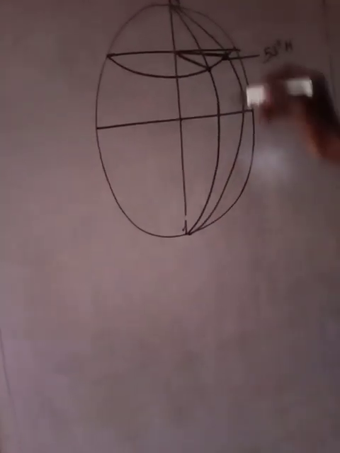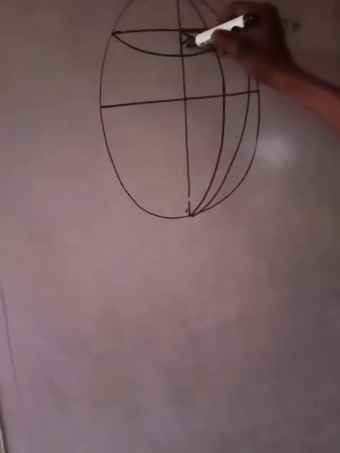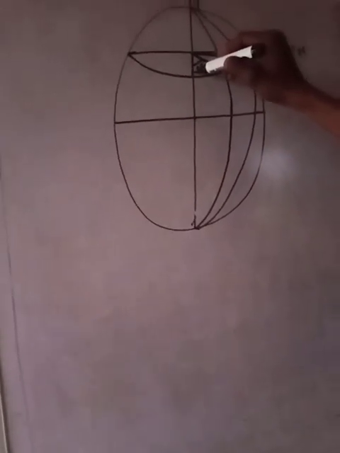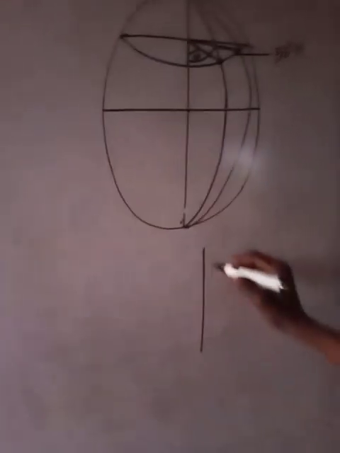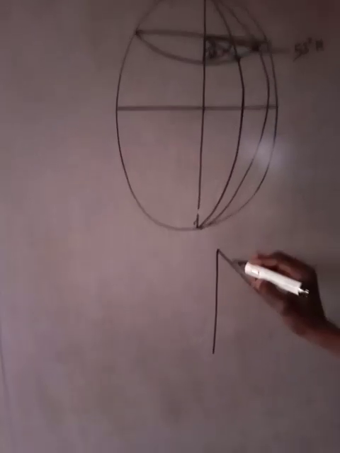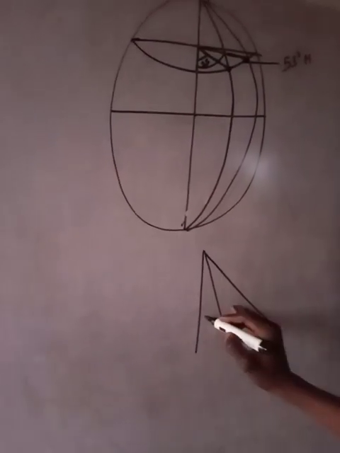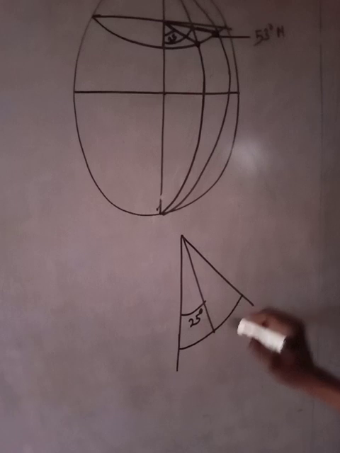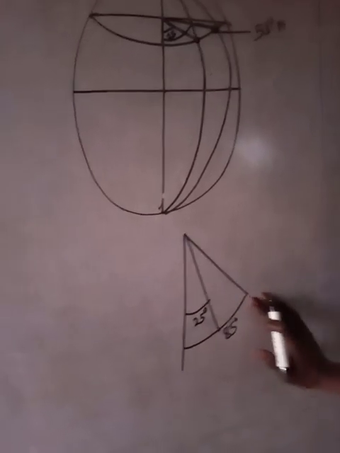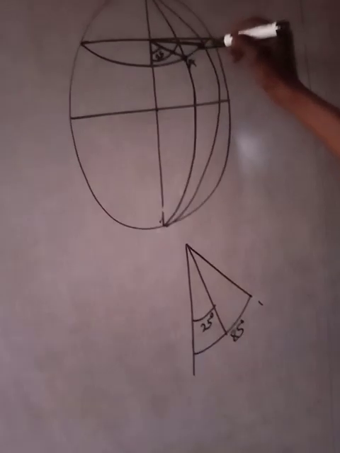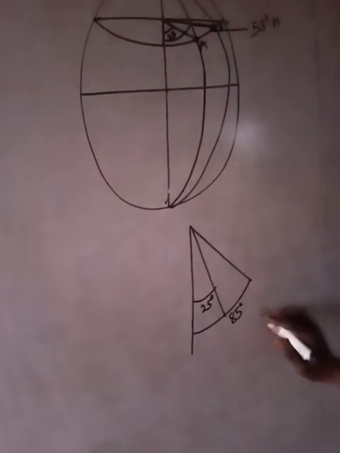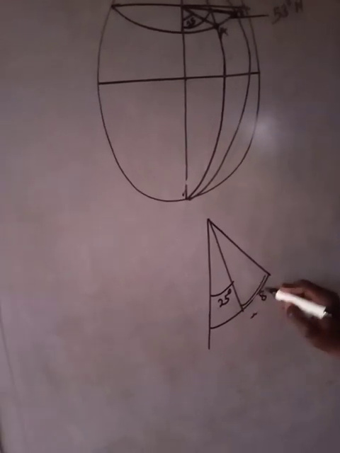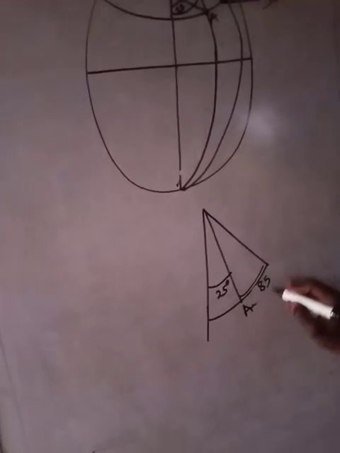Now we have these points. This is 25 here, but from here to here is 85. Let me draw it so you understand it. You have it like this. This is 25, this is 85. So this is point A, this is point B.